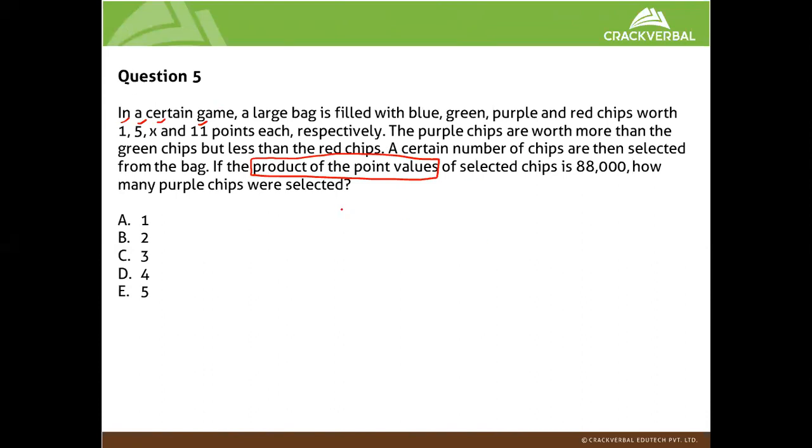So I've been given 4 types of chips: blue, green, purple, and red. And they've also given me the point values of each of the chips. We have the blue, which has 1 point, the green, which is 5, X, and 11. Now, they've not told me exactly what the point values are going to be equal to. They've just told me that the purple chips are going to be worth more than the green chips, so that P is going to be greater than G, but lesser than the red chips.